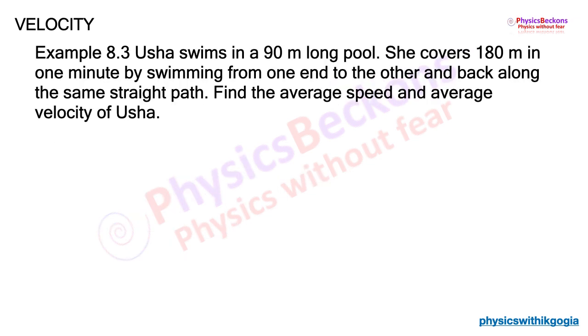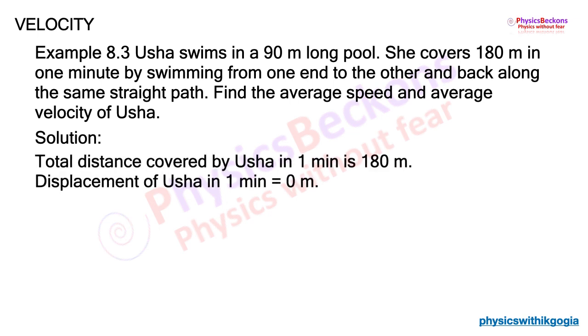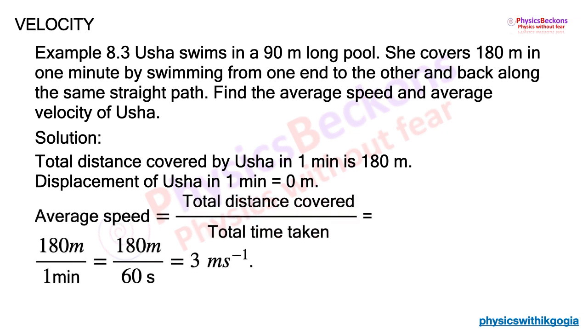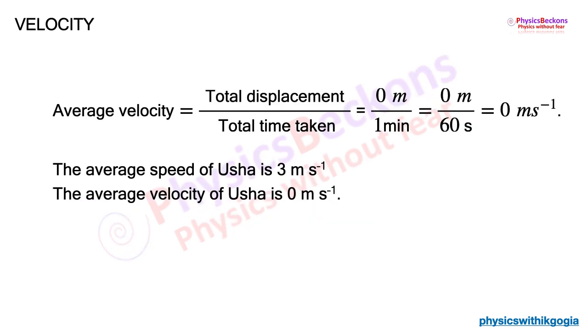Another example: Usha swims in a 90 meter long pool, covering 180 meters in 1 minute by swimming from one end to the other and coming back along the same straight path. You have to find the average speed and average velocity. We know by the formula that the average speed is total distance covered, that is 180 meters, divided by the total time, that is 1 minute or 60 seconds. So, the average speed comes out to be 3 meters per second. On the other hand, the average velocity is the ratio of total displacement to total time, and since Usha has returned to the starting point, the total displacement will be 0 meters, giving us the average velocity as 0 meters per second.